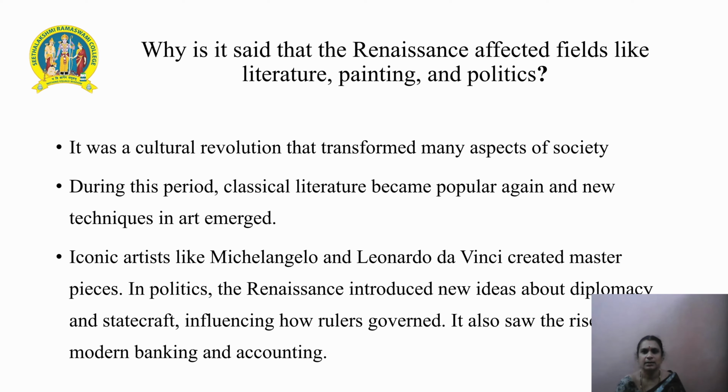Why is it said that Renaissance affected fields like literature, painting, and politics? The Renaissance was more than just a word, it was a cultural revolution that transformed many aspects of society. During this period, classical literature became popular again, and new techniques such as linear perspective and naturalism in art emerged, bringing a sense of reality to paintings. Iconic artists like Michelangelo and Leonardo da Vinci created masterpieces and demonstrated the concept of the Renaissance man, meaning a person skilled in multiple disciplines.